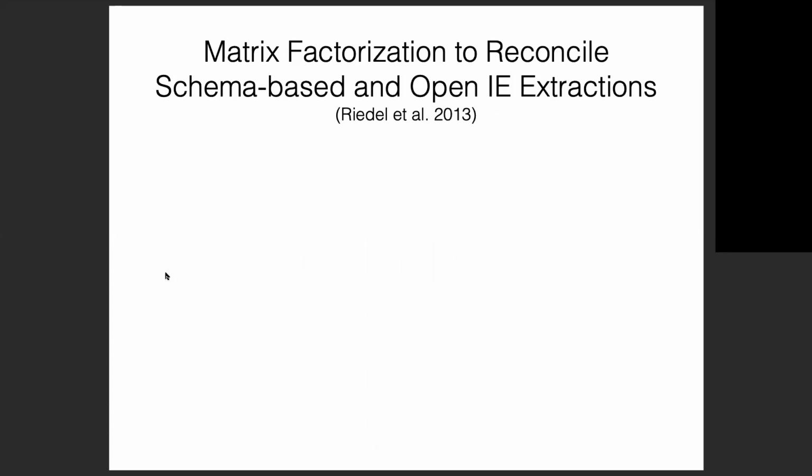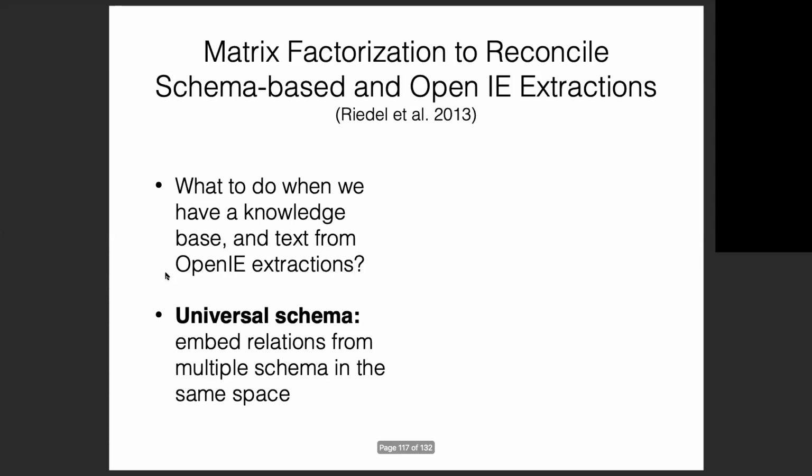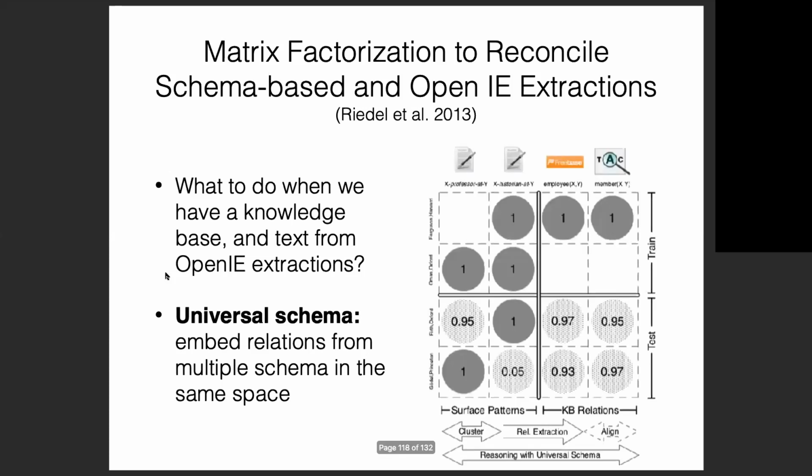But another implication for this type of method is that we have been talking about both schema-based and OpenIE extraction. So essentially relations that are specified according to a schema and relations that are specified using OpenIE, where you have text that doesn't abstract. Because of this, Riedel et al. 2013 proposed an idea called universal schema, where basically we embed relations from multiple schemas in the same space.